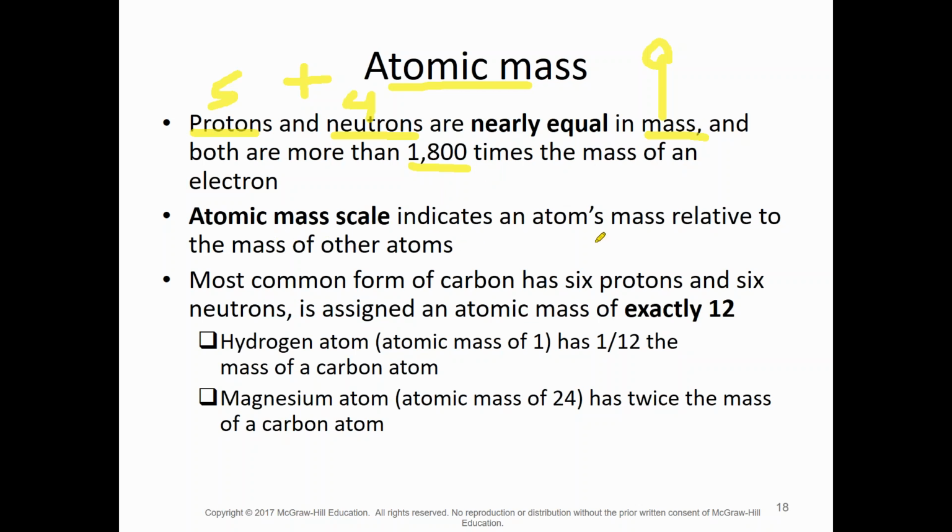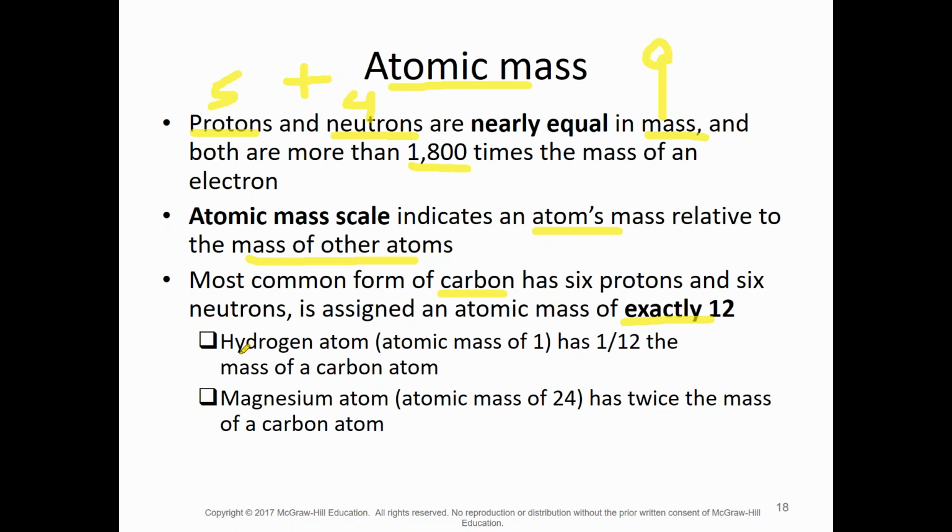So the atomic mass scale is all dependent on the atom's mass relative to the mass of other atoms. This is a relative scale where we compare all atoms to one element. And that one element, guys, is carbon. Carbon has been assigned an atomic mass of exactly 12. And that is the standard by which we measure everything else.